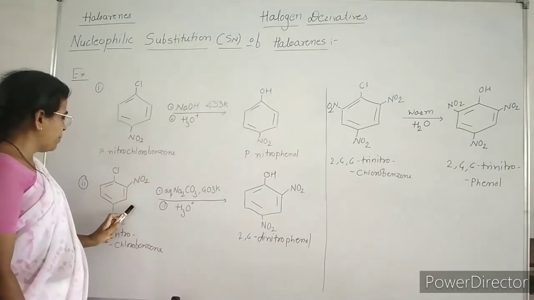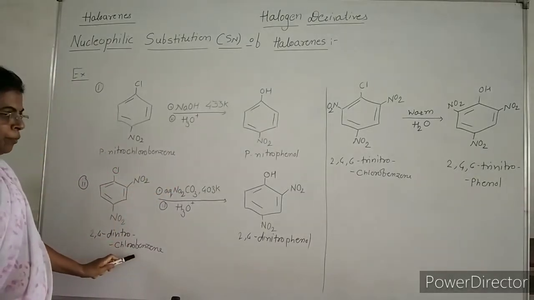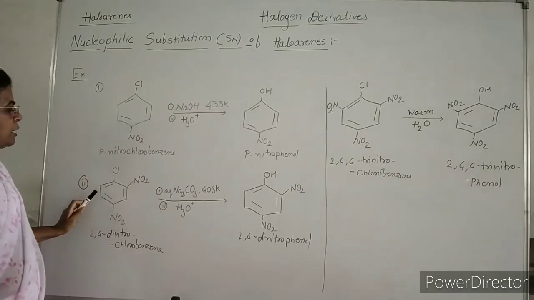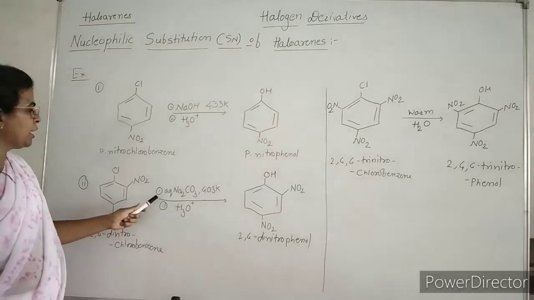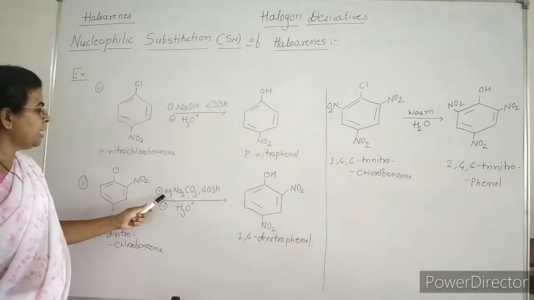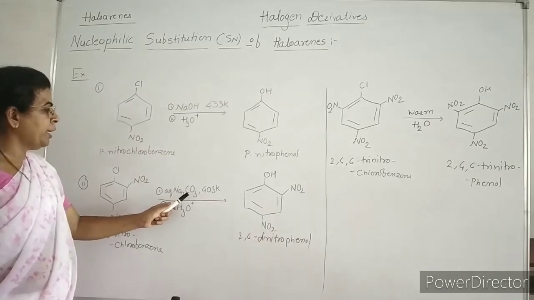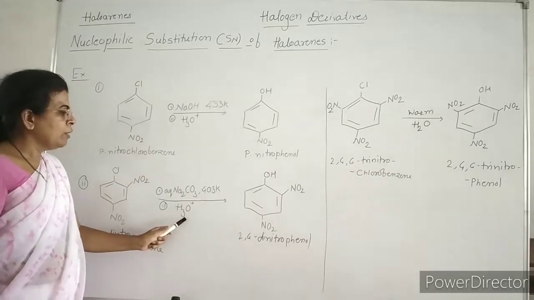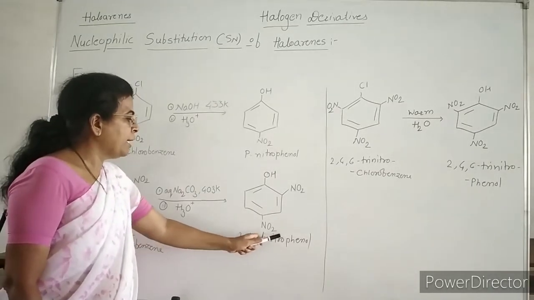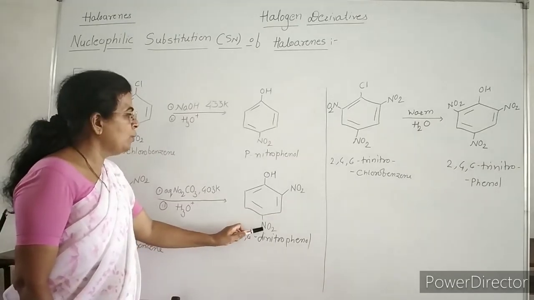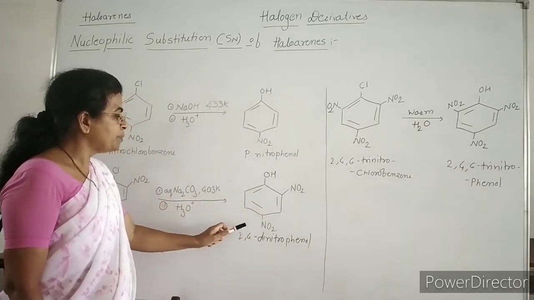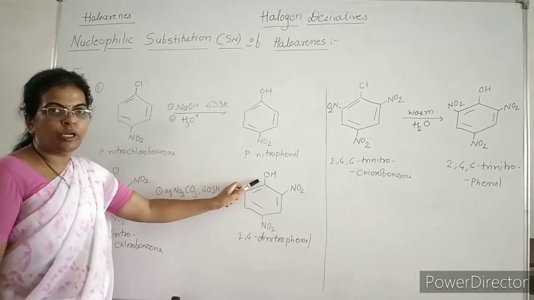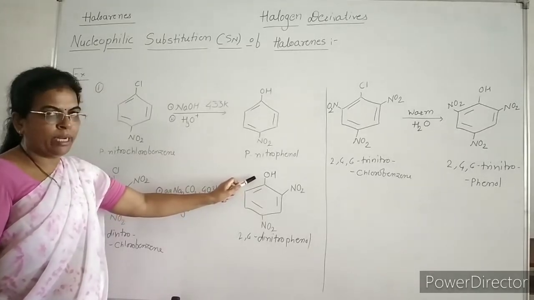Then we will take a second example. This is 2,4-dinitrochlorobenzene. When this compound undergoes nucleophilic substitution reaction, when it is heated with aqueous sodium carbonate at 403 Kelvin and followed by hydrolysis, then formation of 2,4-dinitrophenol takes place. That is NO2 and here the OH group. 2,4-dinitrophenol is formed. This Cl is replaced, or substituted, by the hydroxy group or OH minus ion.